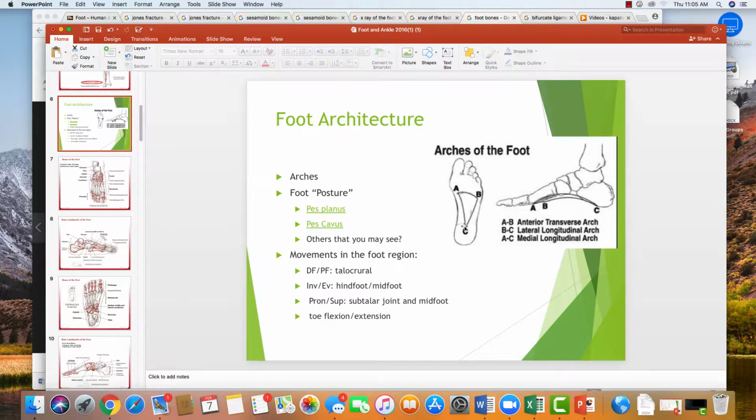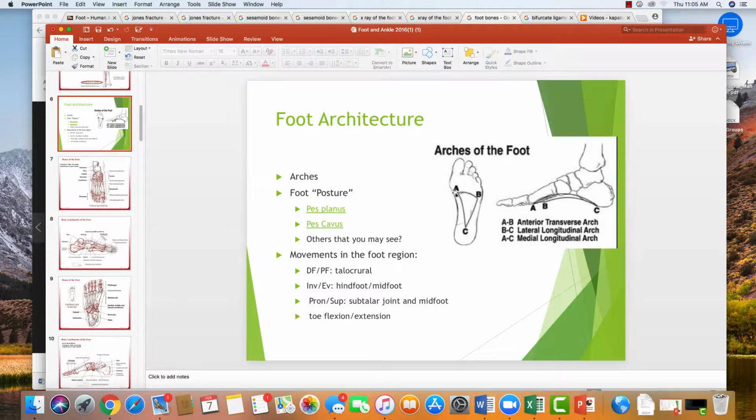Oftentimes, especially if we pronate our foot, or it's also called pes planus, or the foot kind of drops, we lose a lot of that really significant arch. We talked about foot pronation, supination in the ankle video, so if you need to refresh yourself on what that means, go back and check that out. It's important to note, though, that there are two other arches in addition to that medial longitudinal arch.